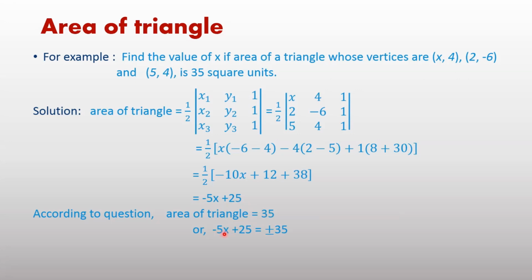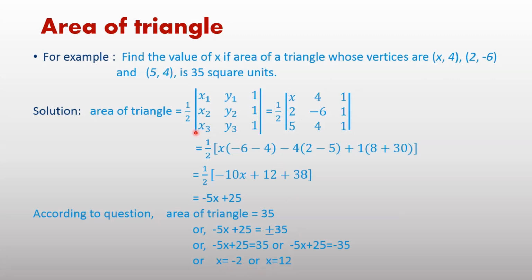Then minus 5x plus 25 equals plus minus 35. Taking positive and negative sign, solve and find the value of x, which we are getting as minus 2 and 12.